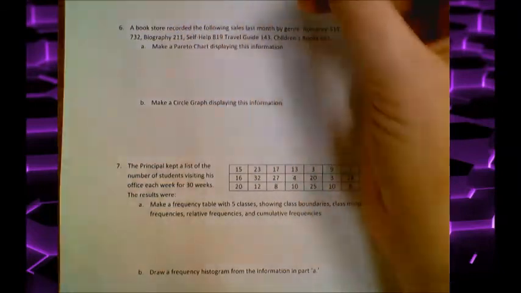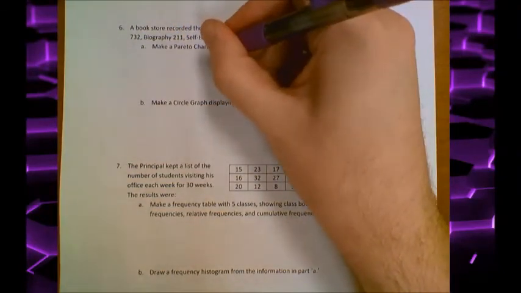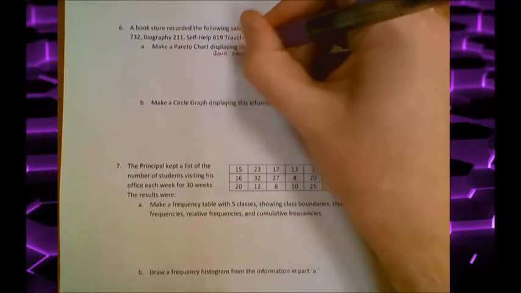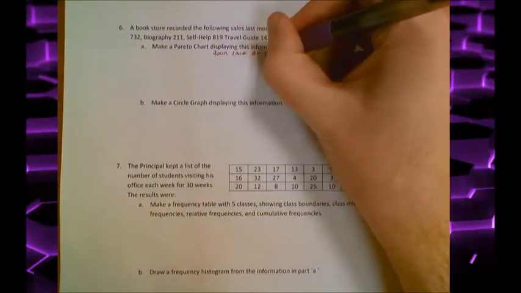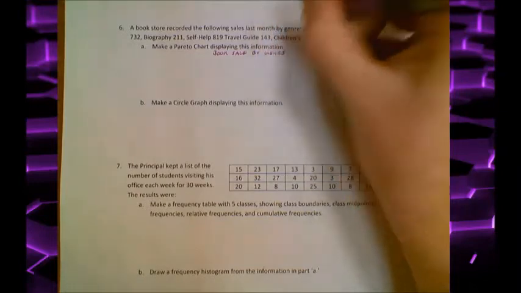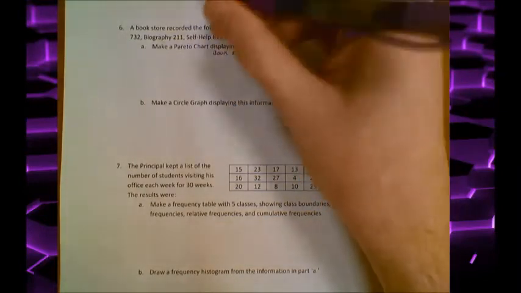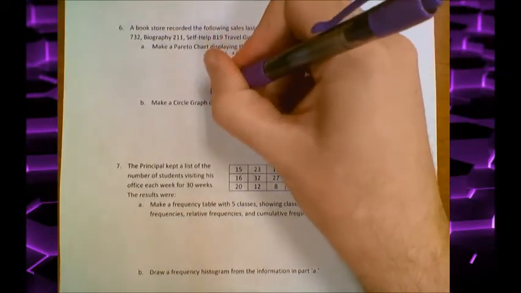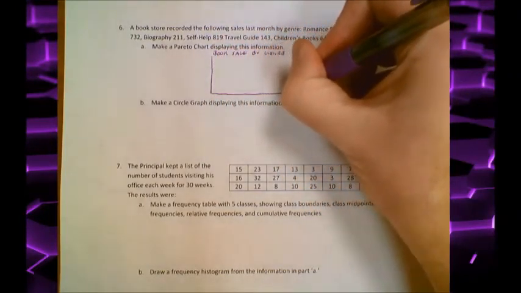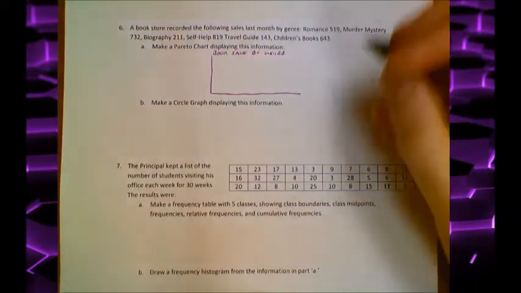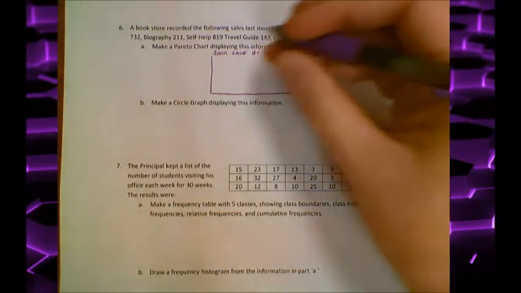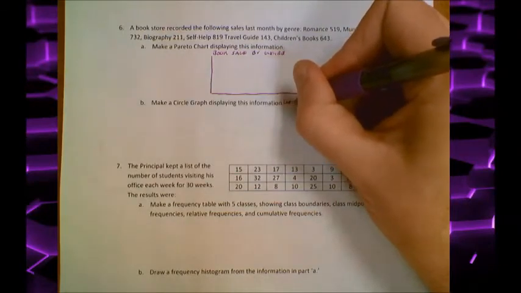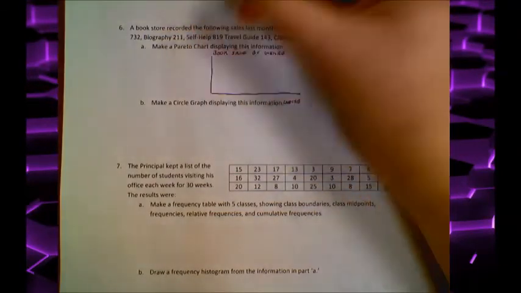We do want them to be titled. This is book sales by genre. And then I need to have my axes labeled as well. So it's kind of drawn out like this. It doesn't need to be a huge elaborate graph, but I do want it to be readable and legible. So this is going to be my genre. And this is going to be my number of books.